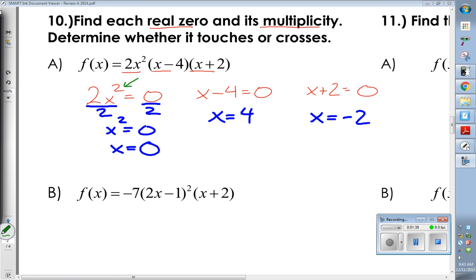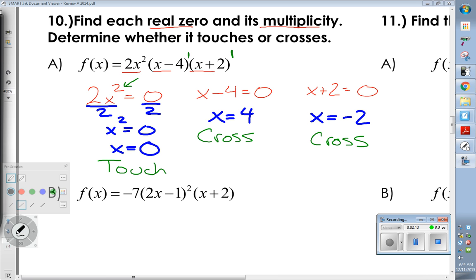Okay, if it happens 2 times, is it going to touch it, or is it going to cross the x-axis? It's going to touch. Okay, x equals 4. What is the multiplicity? What is the exponent on the outside of the parentheses? It's a 1, so that means it crosses. And the last one, it's a 1, that means it crosses.